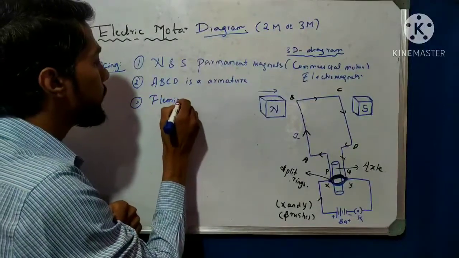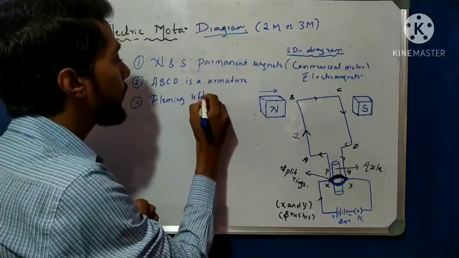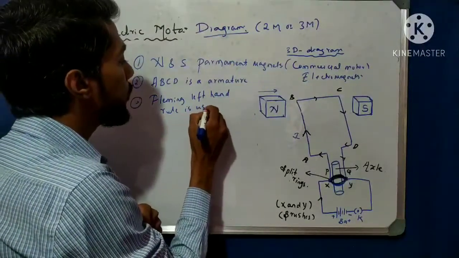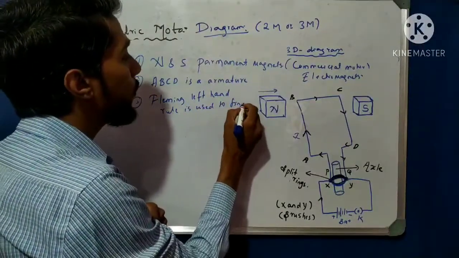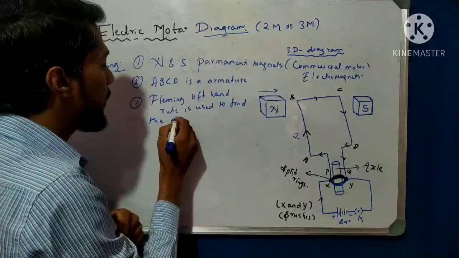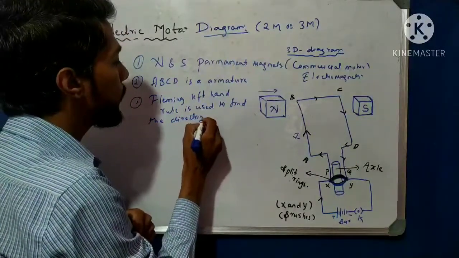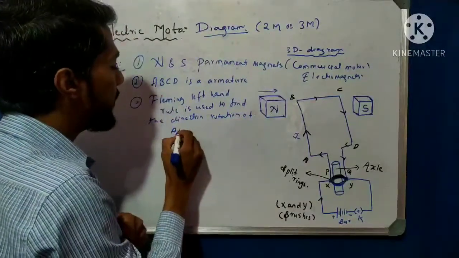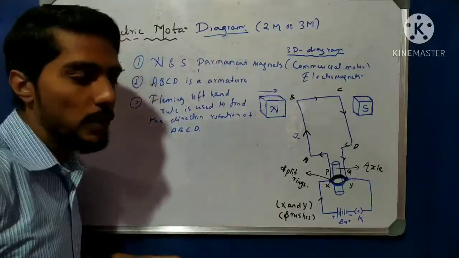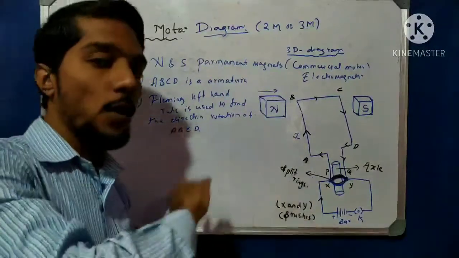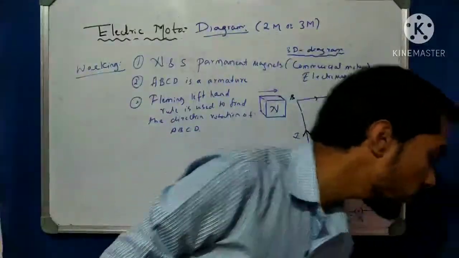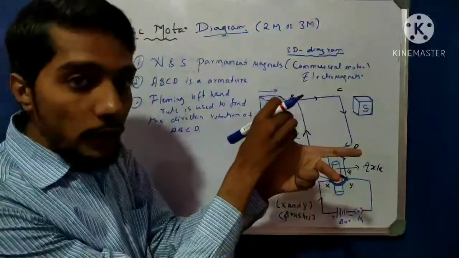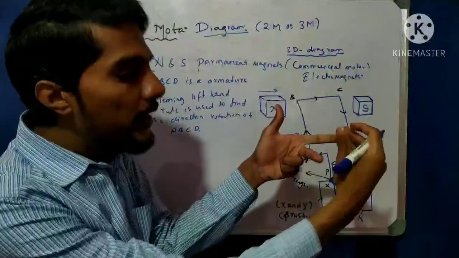Fleming's left hand rule is used to find the direction of rotation of ABCD. ABCD is what? Armature. How does ABCD move, in the clockwise direction or in the anti-clockwise direction? Now see, observe, this is the left hand. So this is the motion of the conductor, this is the magnetic field, this is the current.